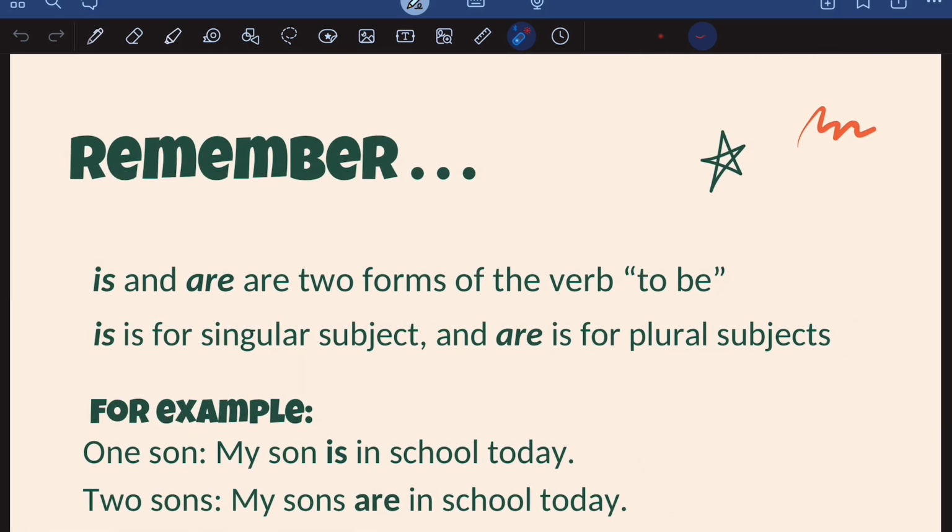So remember, first to review, is and are are two forms of the verb to be. The meaning's the same, but we use them with different subjects in the sentence. Is is for when there's a singular subject, one thing, and are is for when there are plural subjects, more than one thing. For example, if I talk about one son, I say my son is in school today. If I have two sons, everything in the sentence stays the same, but this changes: my sons are in school today. Easy.